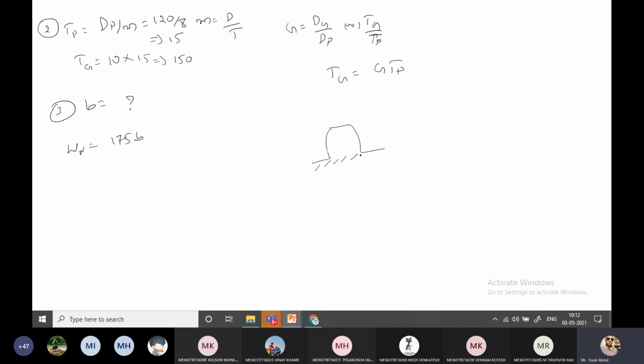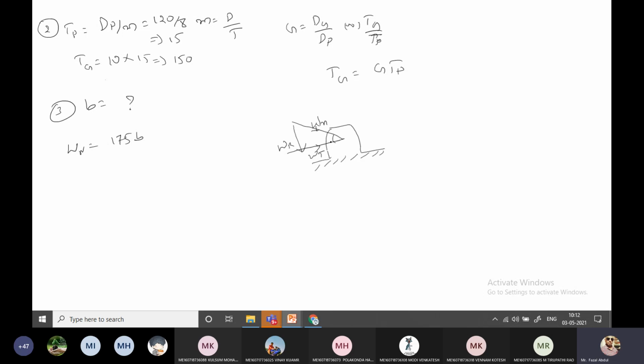Lewis assumed that the tooth acts as a cantilever beam. So there we discuss this one. Normal load is acting here, and this is a radial load acting perpendicular along the line. That radial load I am shifting to here, and in this direction the tangential load Wt is acting.